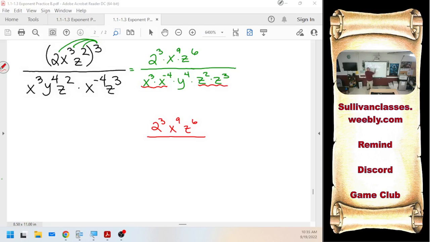Okay. What's 3 plus a negative 4? Negative 1. Got a y to the fourth. Z's. Z squared, z to the third. That's 2 z's and 3 z's. Altogether, I got 5 z's. Now what? Okay, someone said I can combine stuff on the denominator. Yes. What else can I do?